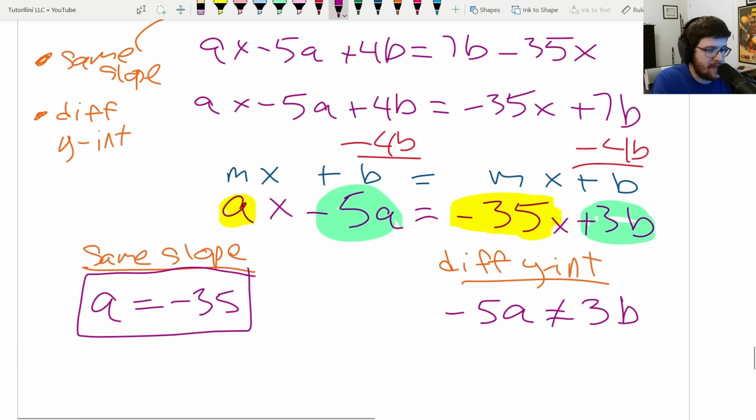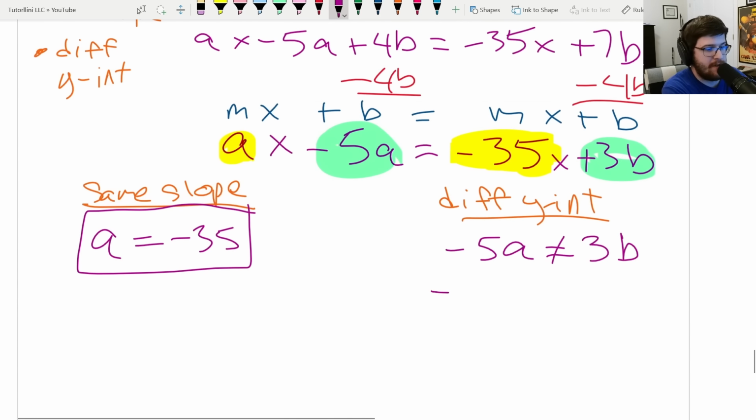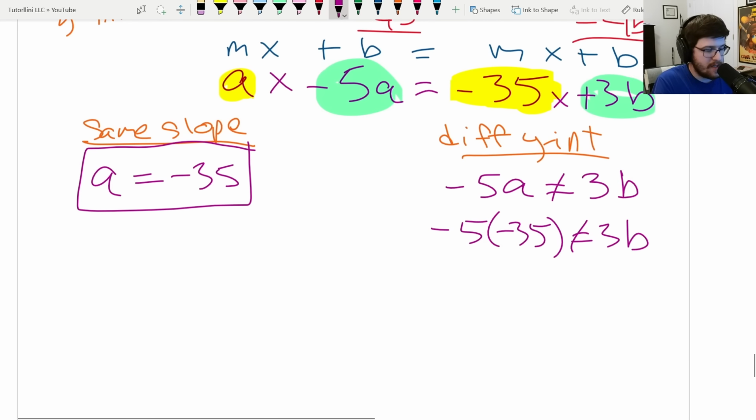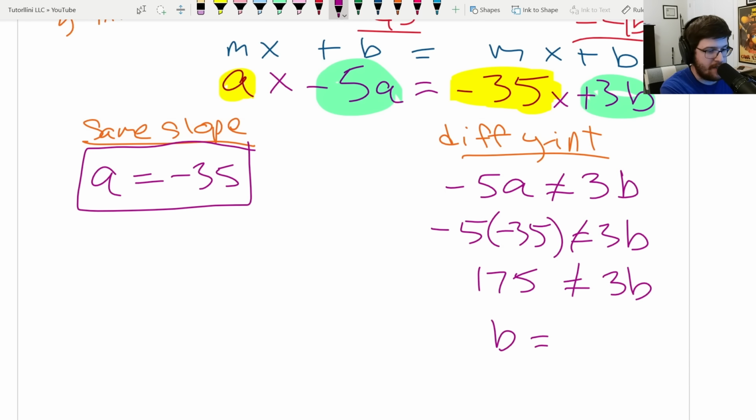So I'm going to put in negative 35 for a. So negative 5 times negative 35 is not equal to 3b. Negative 5 times negative 35 is 175. And now I'm going to divide both sides by 3. It doesn't simplify, so I get b is not equal to 175 over 3.